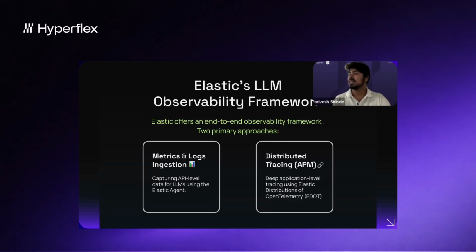The other way is the APM way. We are familiar with APM, right? Application Performance Monitoring. Now with OpenTelemetry and Elastic's distribution of OpenTelemetry, you can observe your applications which utilize LLMs, and you can see your LLM components in the whole traditional APM way. So these are the two basic ways you can utilize Elastic for LLM observability. Things will be more clear when we see it in action.